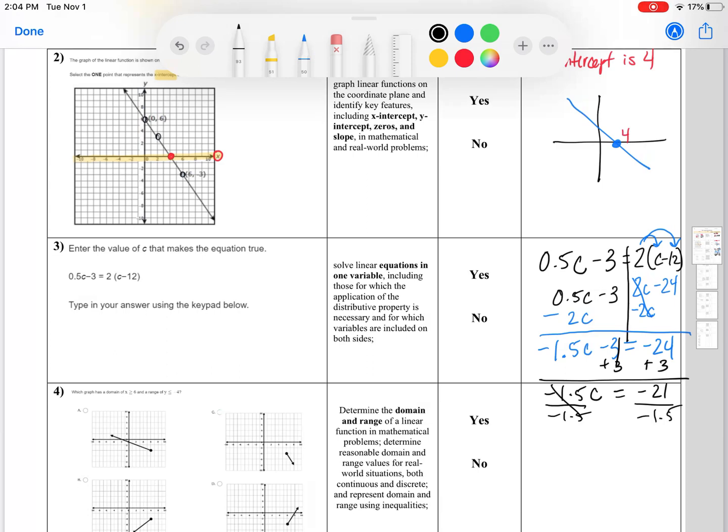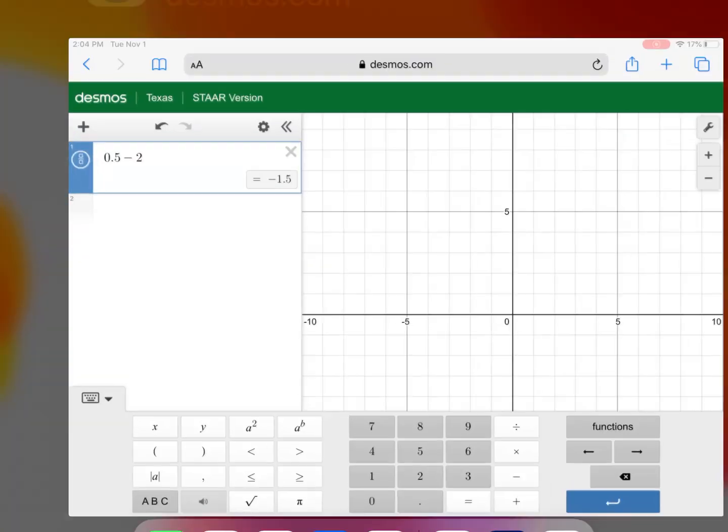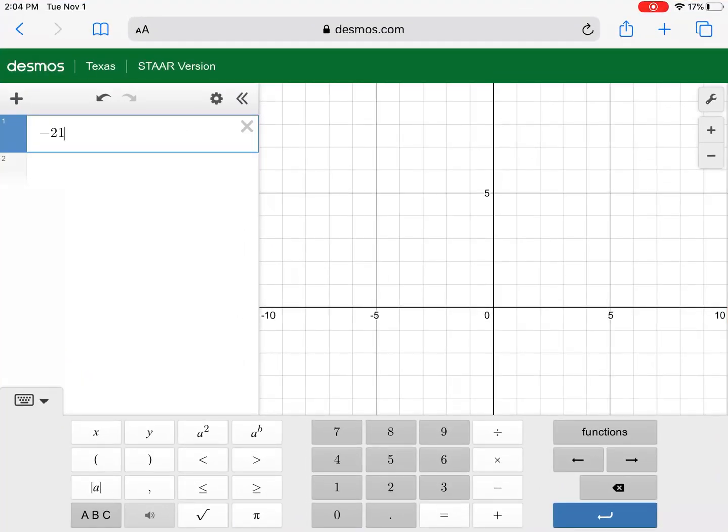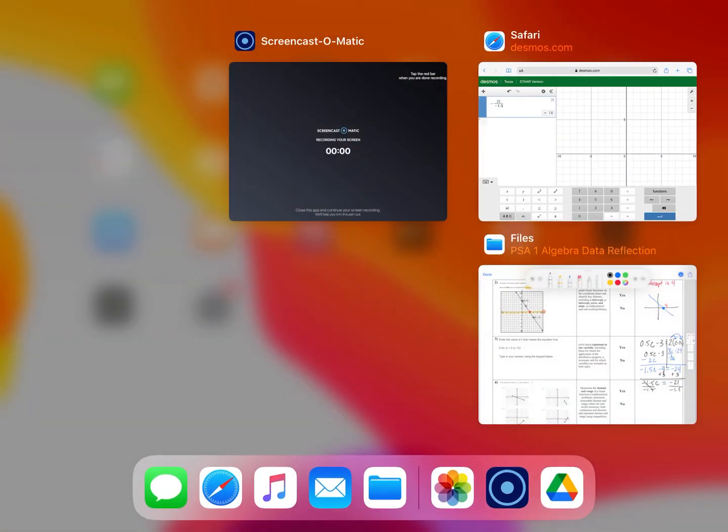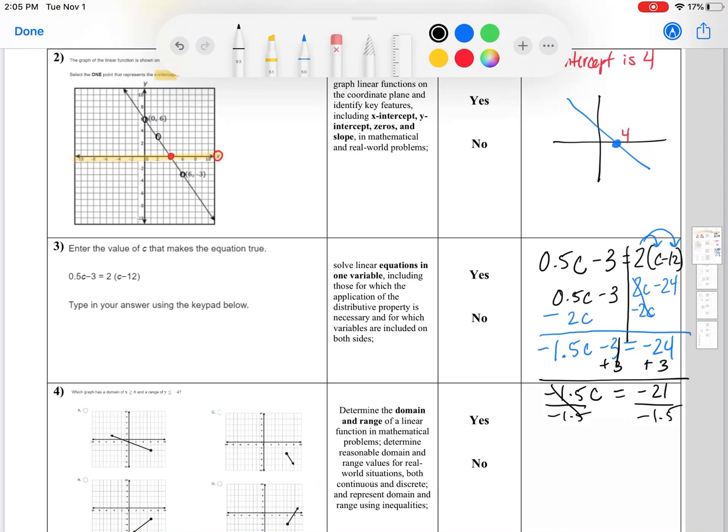Negative 21 divided by negative 1.5. Negative 21 divided by negative 1.5 is the number 14. So the correct answer for number 3 is C, equals 14.